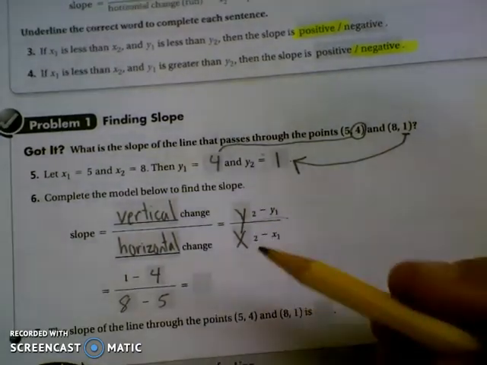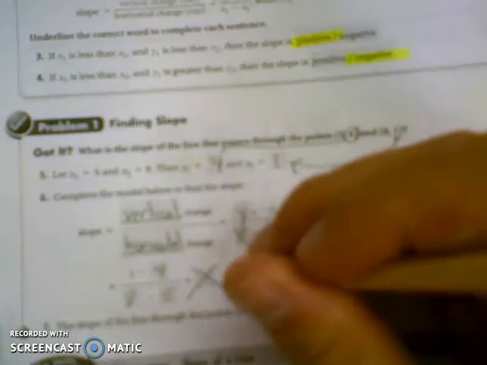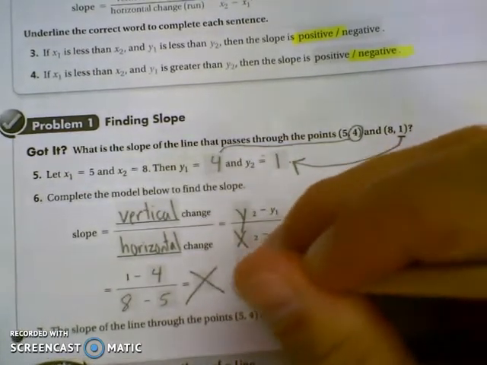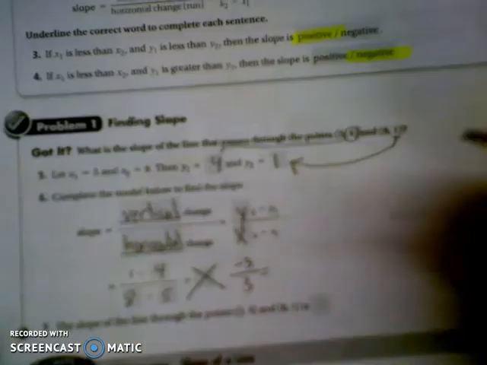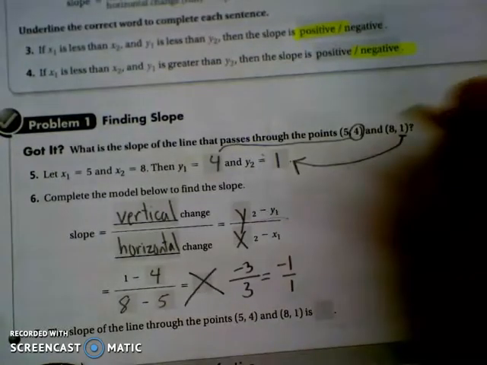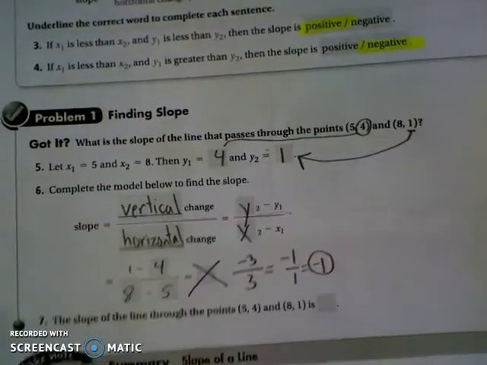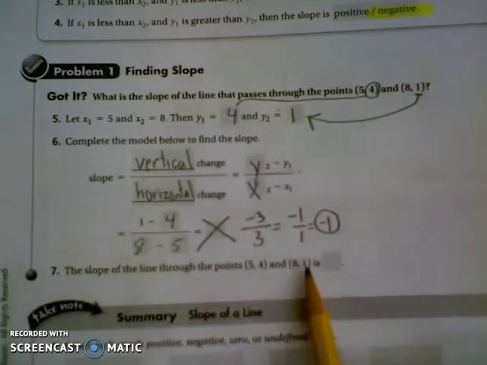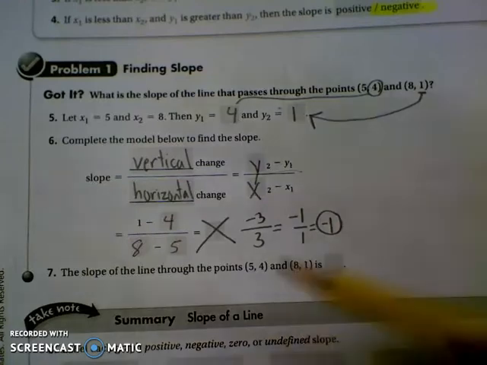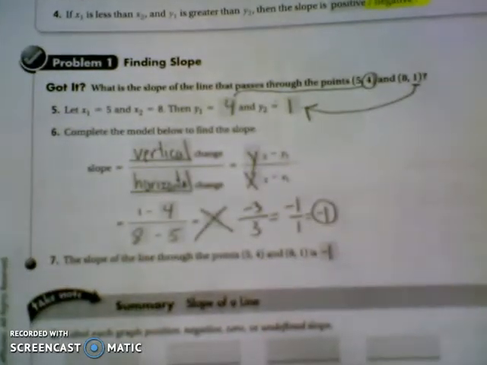This is kind of a funky thing because you need to show the next step. 1 minus 4 is actually equal to negative 3. And then 8 minus 5 is 3. And so your slope is negative 3 over 3, or negative 1 over 1, or you can write it as negative 1. So the slope of the line through the points 5, 4 and 8, 1 is negative 1.